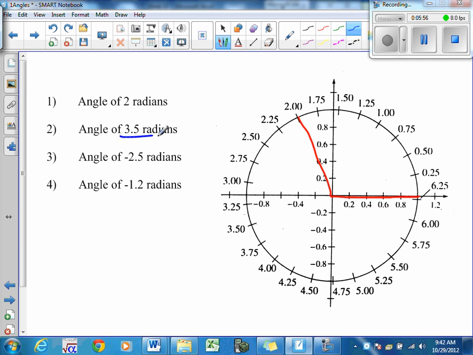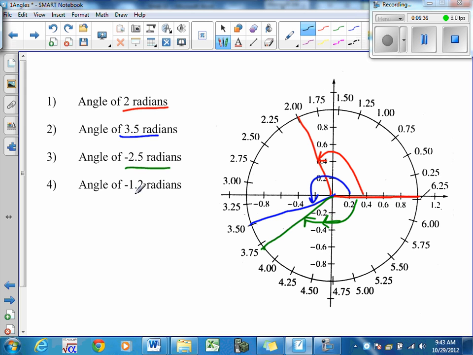To find a 3.5, I go to 3.5, and there is an angle of 3.5. Here's my angle of 2. If I want to go negative 2.5, now negative, remember, means I'm coming this way. How I do that is I find a positive 2.5, I drop straight down, get about right there, and there is a negative 2.5.